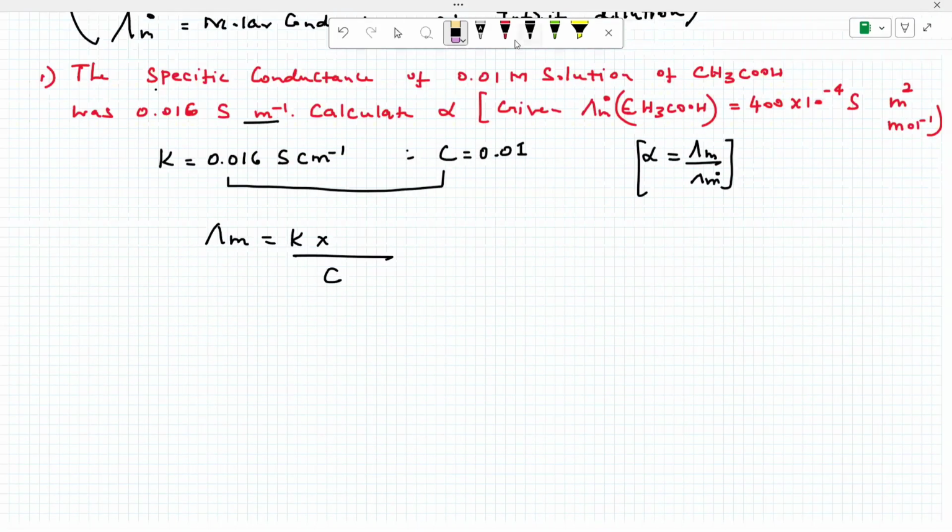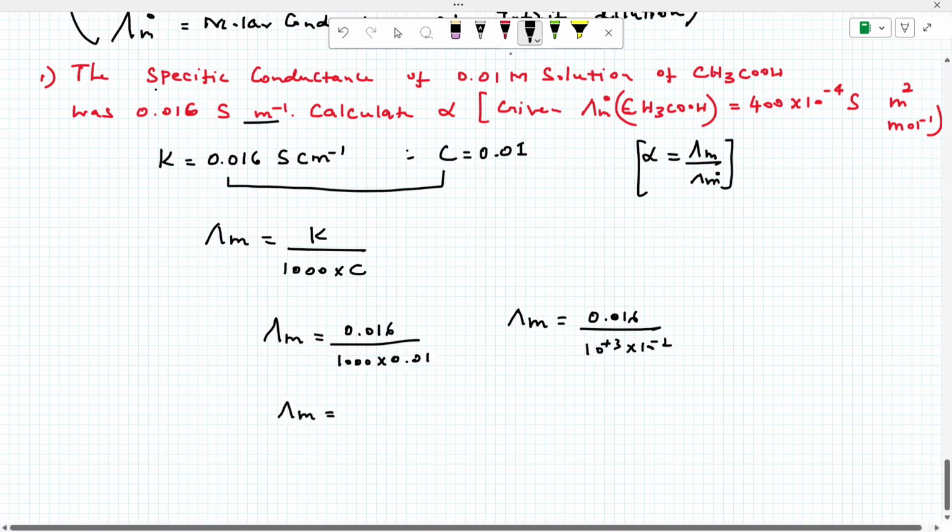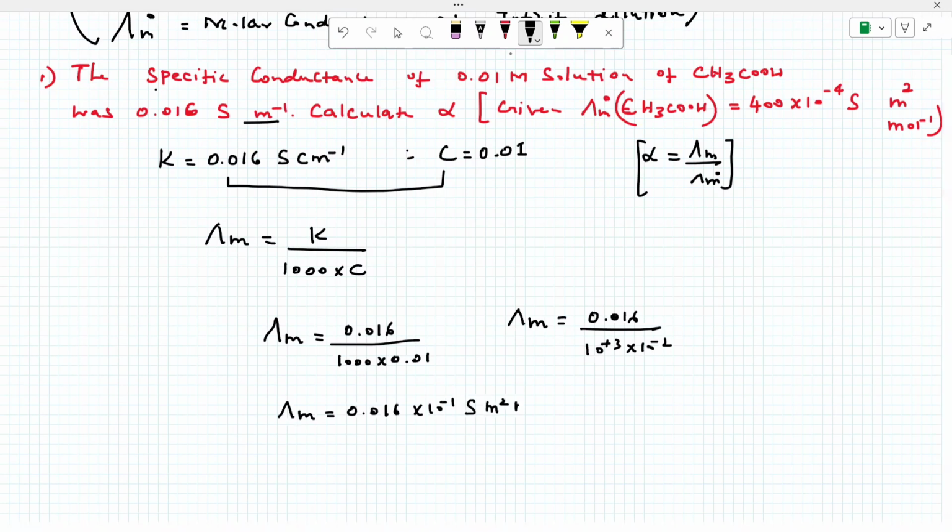Now what is the formula? Lambda m is equal to kappa by 1000 into C. What is the kappa value? 0.016 divided by 1000 into 0.01. Therefore, lambda m is equal to 0.016 into 10 power 3 minus 2, that is plus 1. So lambda m is equal to 0.016 into 10 power minus 1 Siemens meter square mole inverse.